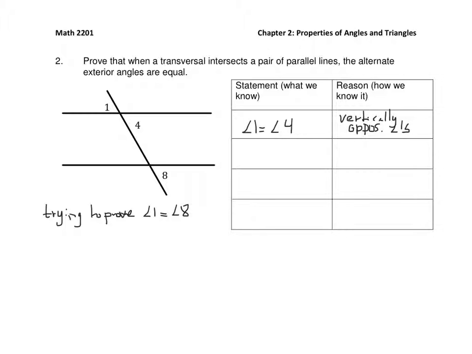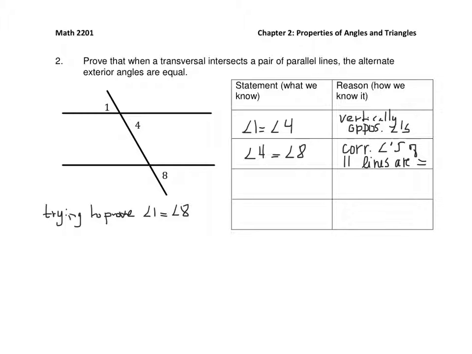And then we can say angle 4 equals angle 8 because they're corresponding angles. They're both on the right side of the transversal and both below the parallel lines. So corresponding angles, that's my angle symbol with apostrophe S there. Corresponding angles of parallel lines are equal.